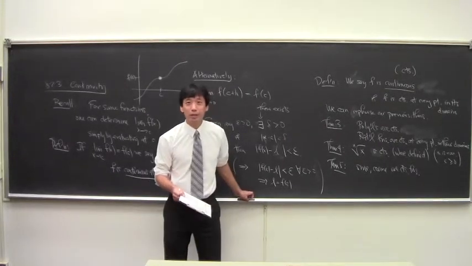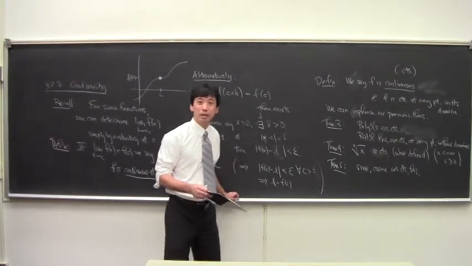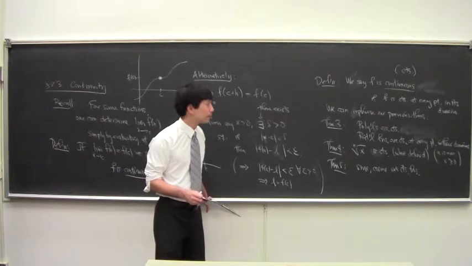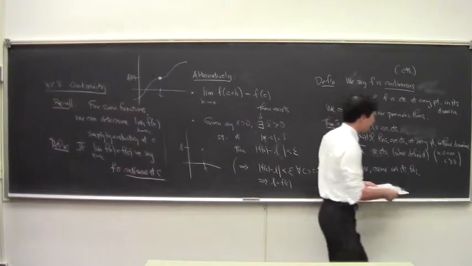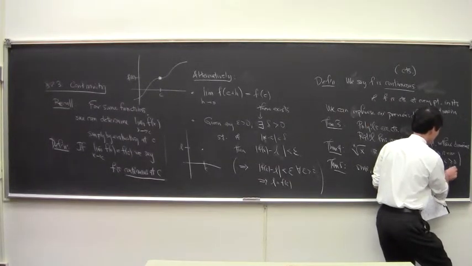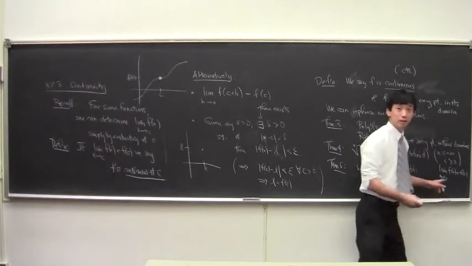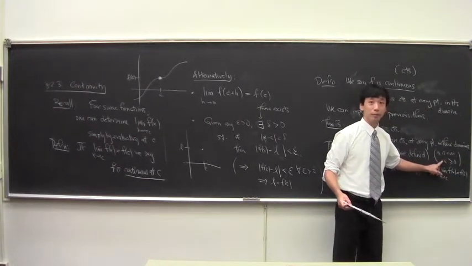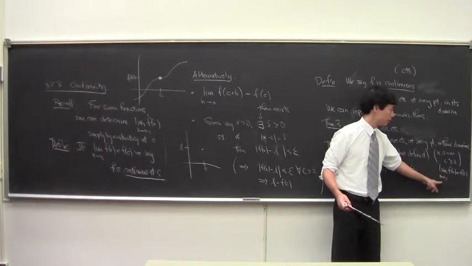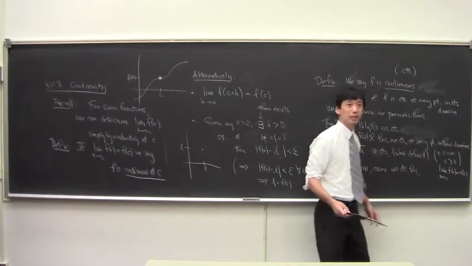Michelle, do you have a question? Yeah. At the end of theorem 4, where you say c is greater than 0. Yes. So the limit of f of x as x goes to c is f of c, where c is some positive number. Okay. That c refers to the c. Okay.